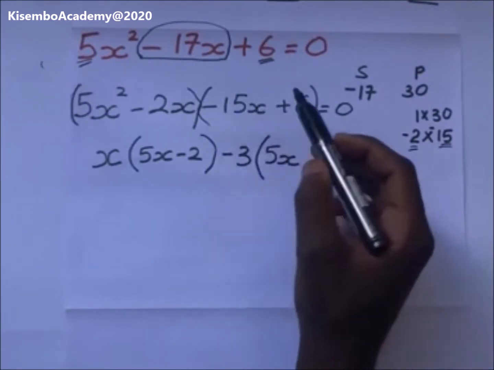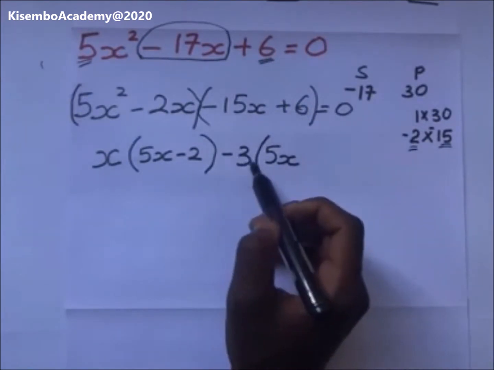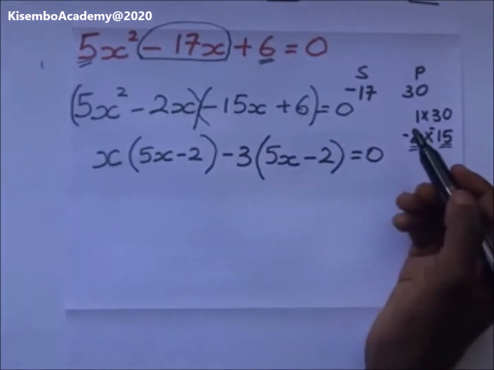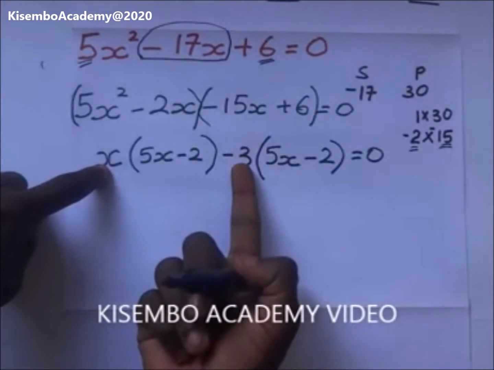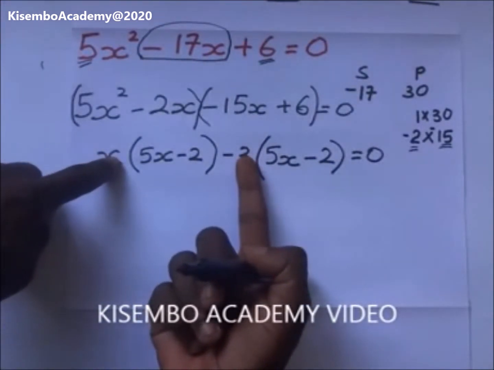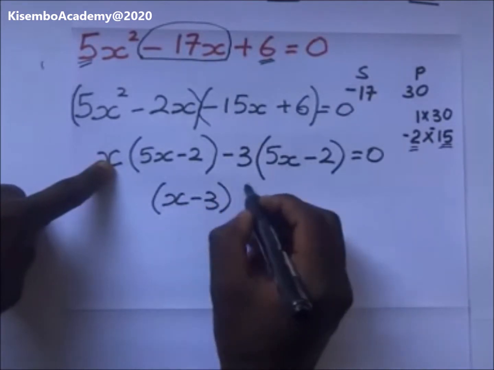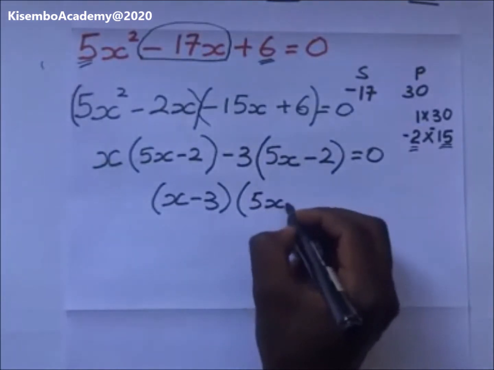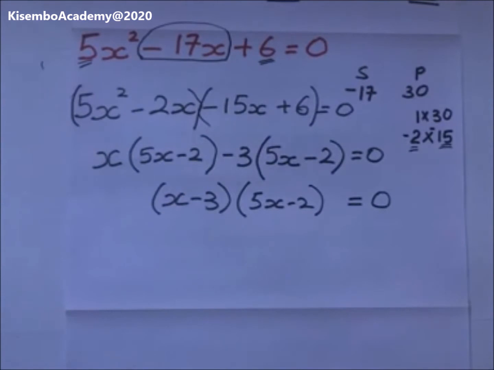Then the 15x divided by negative 3 gives us positive 5x. Then 6 divided by negative 3 gives us negative 2. That is equal to 0. So you realize that we're having the same terms in the brackets, and we have this outside the bracket. So we put the terms outside the brackets in its own bracket, x minus 3 in its own bracket, into 5x minus 2 is equal to 0. So at that point, we have factorized this quadratic equation.